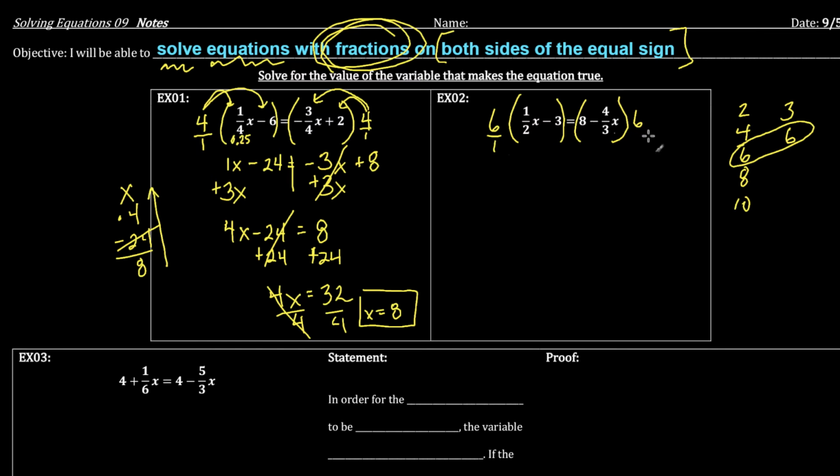Now I like to do this just so I don't forget. So 6 times 1 is 6. 1 times 2 is 2. 6 divided by 2 is 3. Positive times a negative is a negative 18.